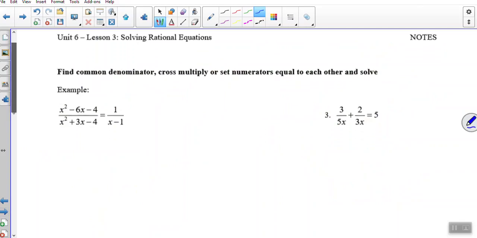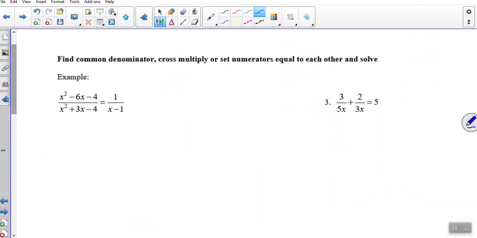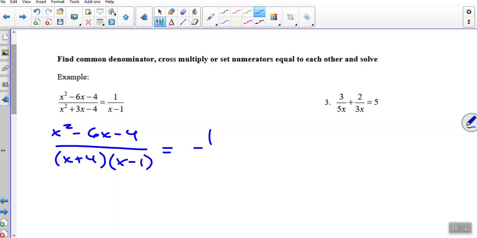In this situation, we do not have a common denominator. So we're going to take what we did when we added and subtracted and apply that here. We're going to set up a common denominator, and we're going to set numerators equal to each other, or you could also cross multiply. Let's just factor the bottom. You'll get x plus 4 times x minus 1 equals 1 over x minus 1. To have a common denominator, we need to multiply the right side by x plus 4.